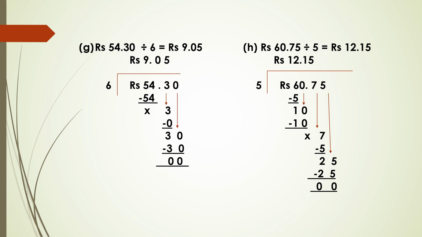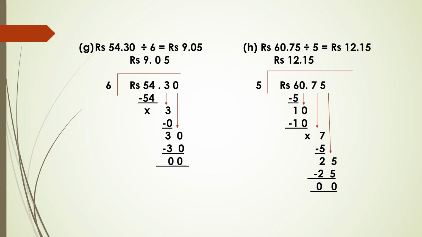From the paisa you bring 3 down, and 3 doesn't come in the table of 6, so put the 0 on the quotient. 6 zeros are 0. So now 3 minus 0 is 3. Bring the 0 from the dividend part downwards. It will become 30. Now 30 comes in the table of 6 5 times. So write the 5 on the quotient part, and 30 minus 30 is 0. So your quotient is 9 rupees 5 paisa.